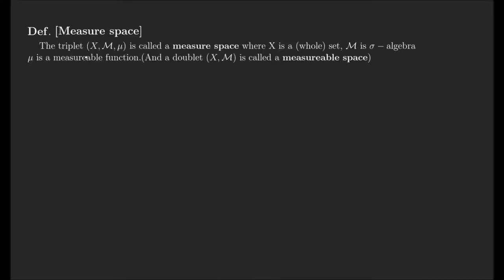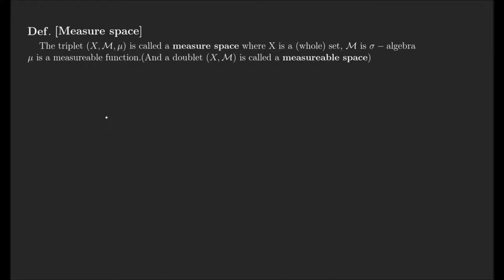And altogether, we can say the triplet X, M, mu, if we completely construct the sigma algebra and mu, and this is a measurable function, then it's called a measure space. And especially, if we get rid of mu, X and M is called a measurable space. I introduced the definition of the measure space, which consists of the sigma algebra and the measurable function.